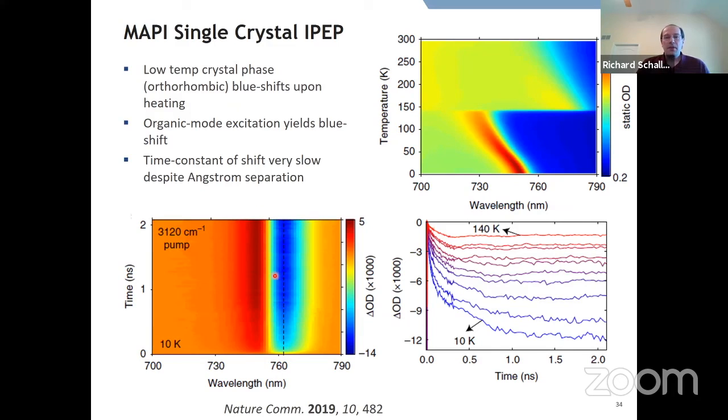So that's something that we had set about doing, and you can pump it at 3100 wavenumbers, which is exciting, organic components only, and then watch the band gap in the electronic spectroscopy change over time. And that's something that evolves pretty slowly in perovskite.